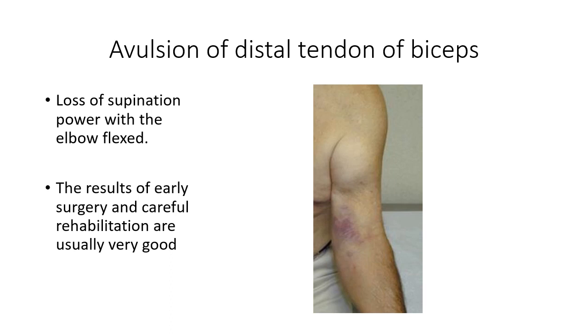Avulsion of the distal tendon of the biceps. The patient will present with a history of trauma. There is loss of supination power with the elbow flexed, so the Jergesen test will be positive. On inspection, there will be ecchymosis around the elbow joint and a mass or bulge, which is the retracted biceps tendon, and this is called Popeye's sign. In avulsion of the distal tendon of the biceps, the results of early surgery and careful rehabilitation are usually very good.